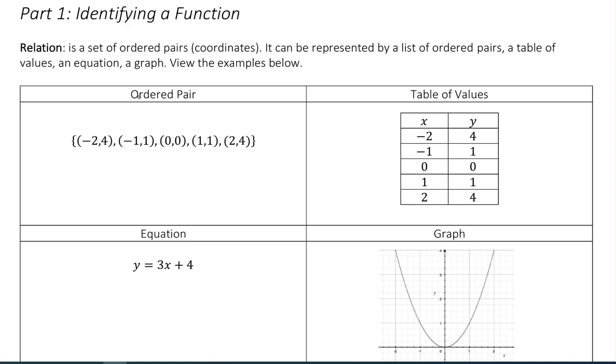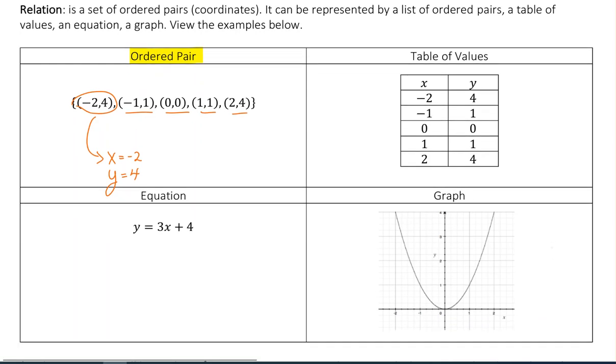So we have an ordered pair in our first example, and essentially all we do here is we list a bunch of points that would belong in a table of values or on a graph. So for example, this point right here, we have x is equal to -2 and y would be equal to 4. You go on and you have 1, 2, 3, 4 more points listed in that relation.